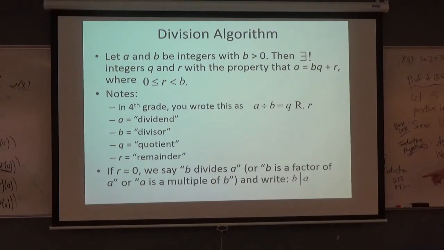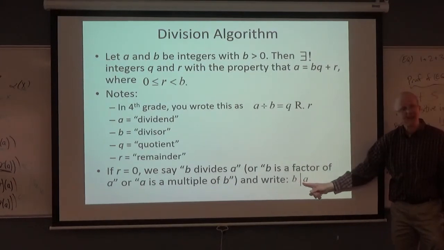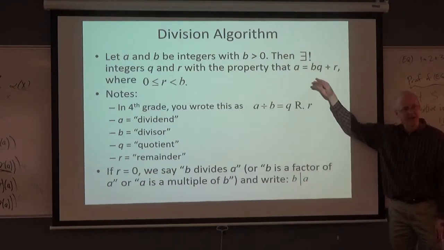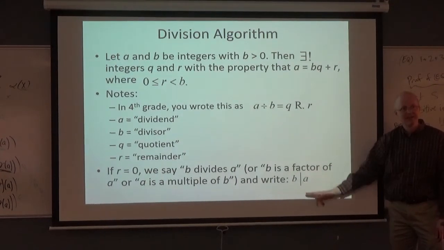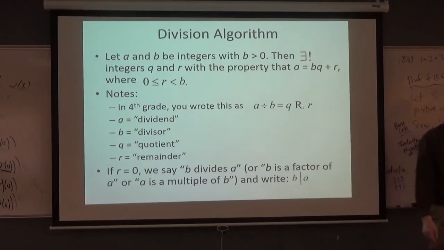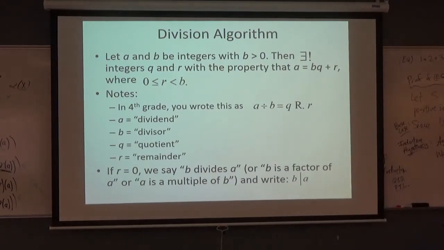This notation is also used. B divides A. It's a little confusing because when you write it as a fraction, you're typically writing A over B, right? So it's a little confusing to write this. But just think of this vertical line in this context as meaning divides. It's shorthand for divides. B divides A. This is a very common notation, and I will use it. Okay.